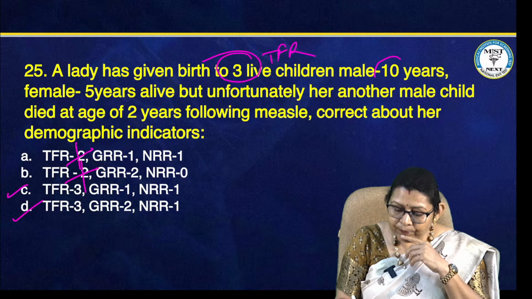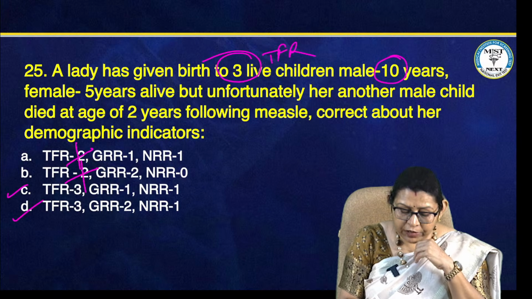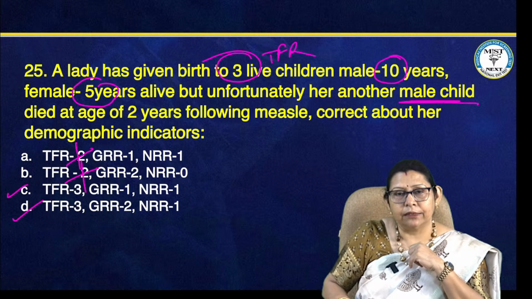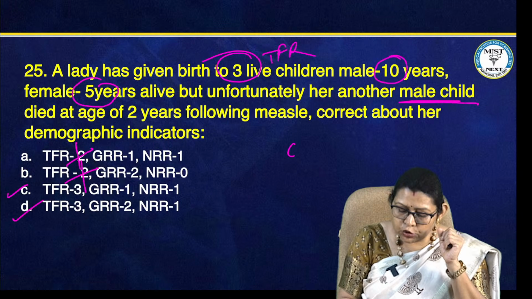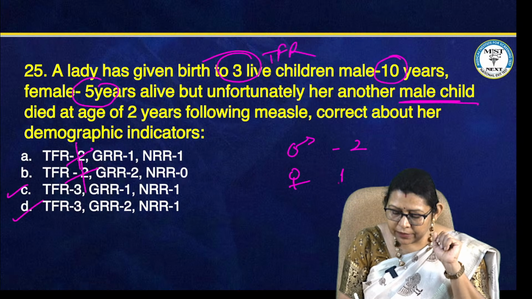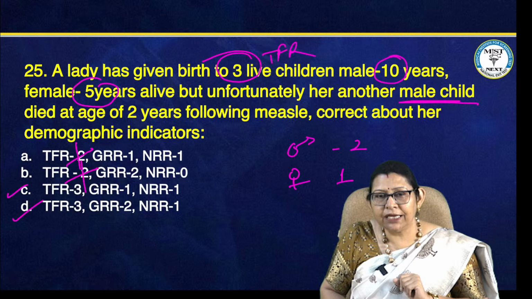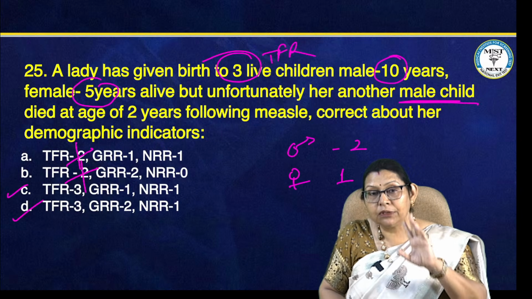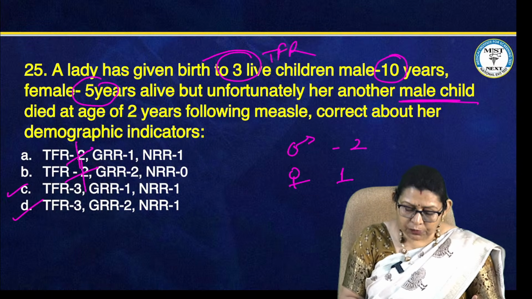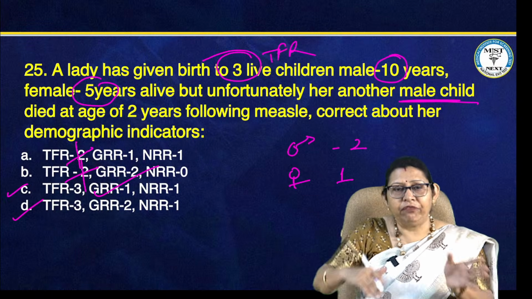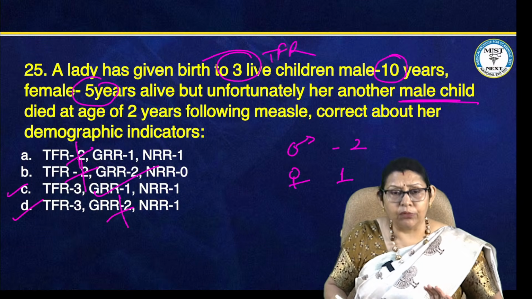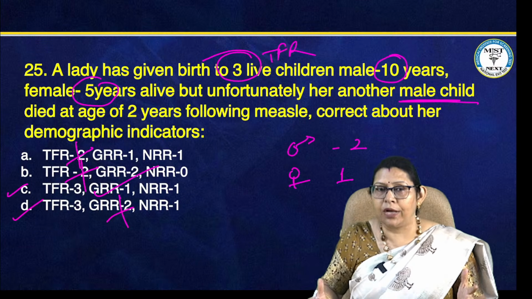Now one male 10 years, female 5 years alive, but unfortunately her another male child died. So how many children? 2 male, 1 alive, 1 died. How many female? It is 1 female. So what is the GRR? The gross number of girl children born alive. How many girl children born alive? Is 1 only. So my GRR is 1. So even if I am not calculating the NRR, I got my answer because the other option is a GRR 2. This is how smartly you have to answer your question.